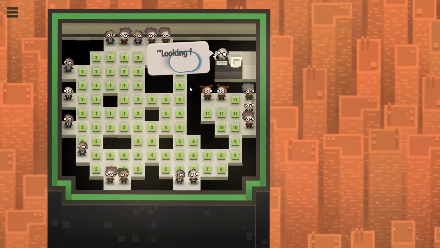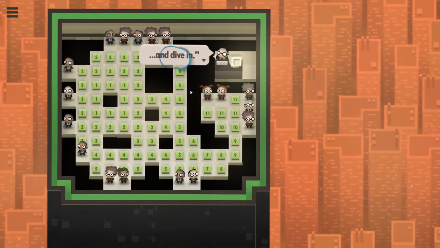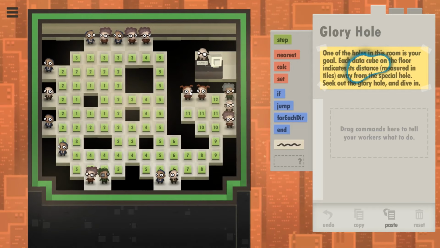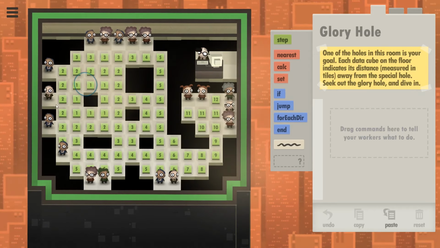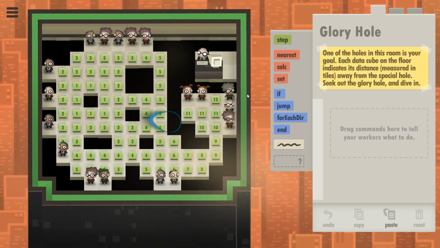I just have a note here that says, looking for something, seek out the... Oh, god damn it. One of the holes in this room is your goal. Each data cube on the floor indicates its distance from the special hole. Seek out the glory hole and dive in. Well, it's clearly this one. Okay.